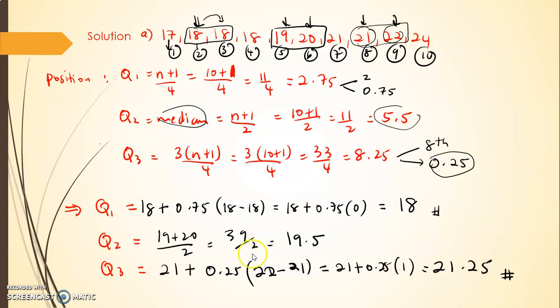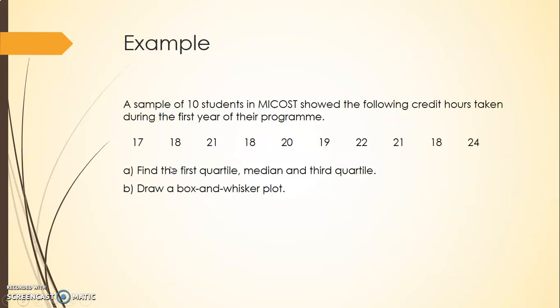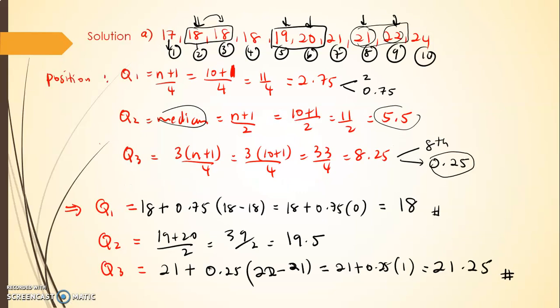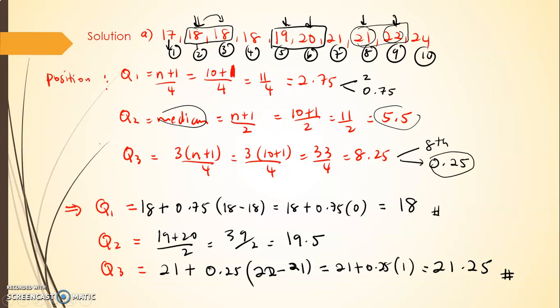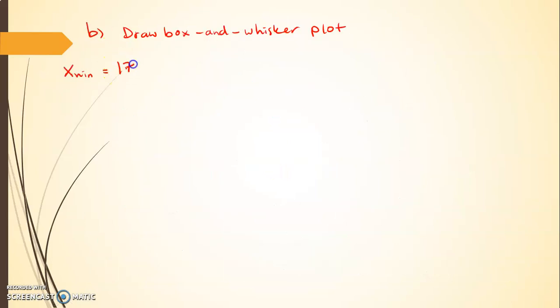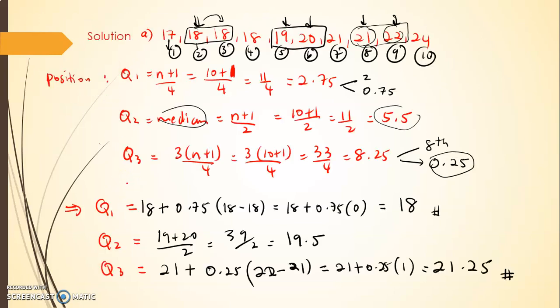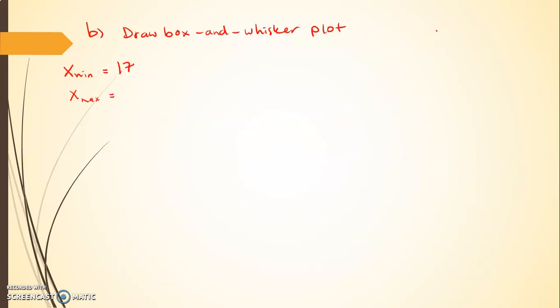Okay, next question. We must construct the box and whisker plot. To draw a box and whisker plot, please use a graph paper. But for now, I don't have a graph paper with me, so I just draw randomly on a blank paper. For a box and whisker plot, we need the value of x min. X min is the minimum value of the data set. The minimum value is 17. And then we must have the x max. X max is the maximum value of our data. The maximum value is 24.